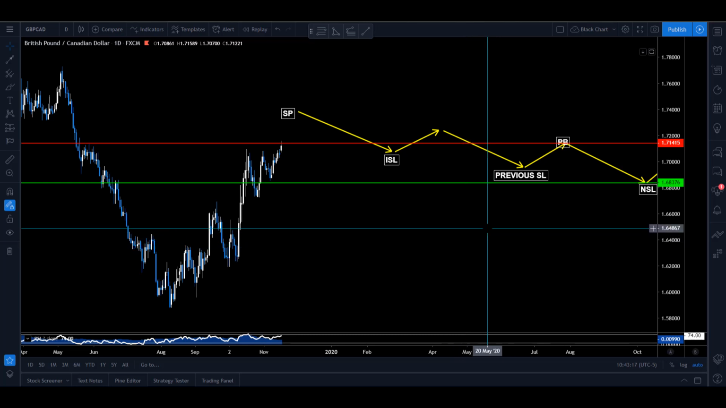What is the software you use to practice that? Price chart. Bare, naked price chart.